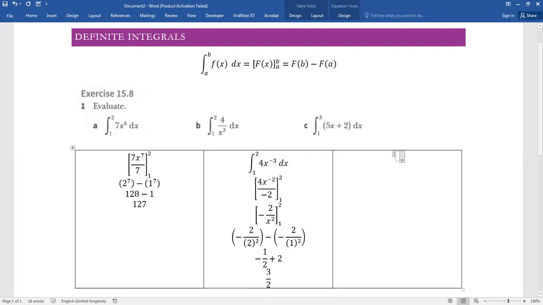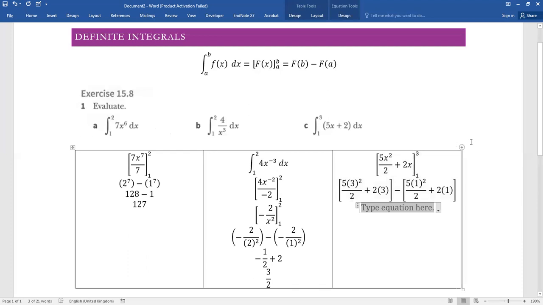Okay, similarly, once we integrate this, what do we get? 5x square upon 2 plus 2x. The upper limit is 3 and the lower limit is 1. Now plug in the values. We'll get 5 into 3 squared upon 2 plus 2 into 3. This is how we plug in the upper limit, minus 5 into 1 squared upon 2 plus 2 into 1, lower limit. So what do we get? Simplify this using a calculator as well.